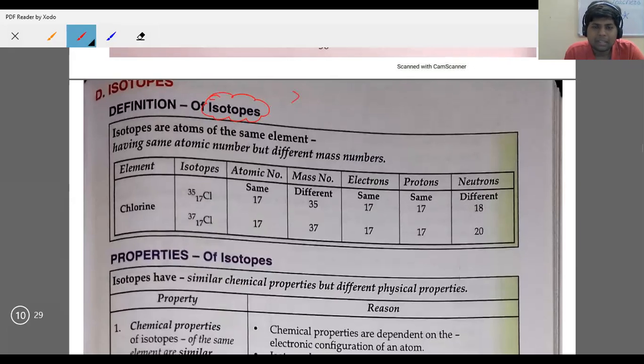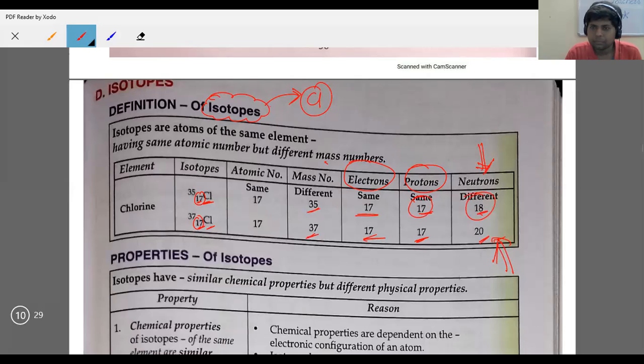Isotopes are atoms of the same element. They have the same atomic number but different mass number. For example, chlorine. Because it is the same atom, the atomic number will be the same for both. Atomic number means number of electrons and number of protons, which is the same in both cases. So what makes the difference? The difference is due to the number of neutrons. In one there are 18 neutrons, in one there are 20. That is why the mass number comes out different. Mass number is number of protons plus number of neutrons. So mass numbers are different, but atomic numbers are the same. Is it clear? Yes, sir.